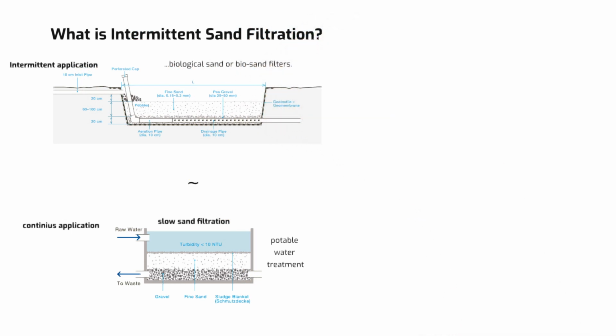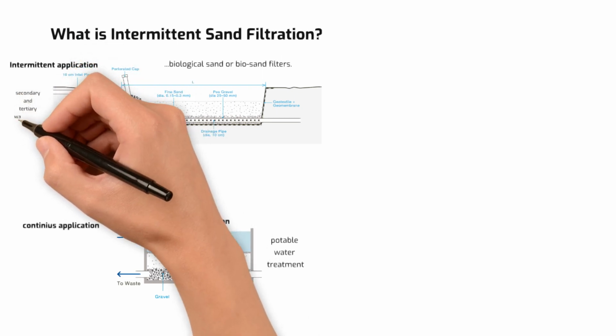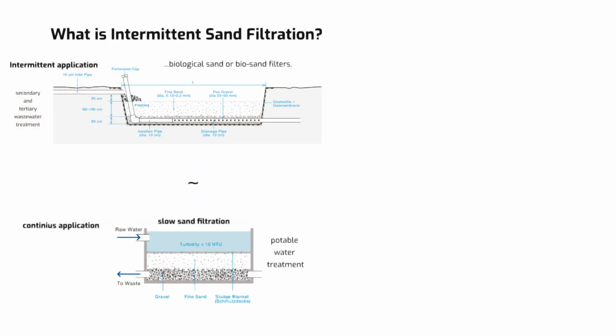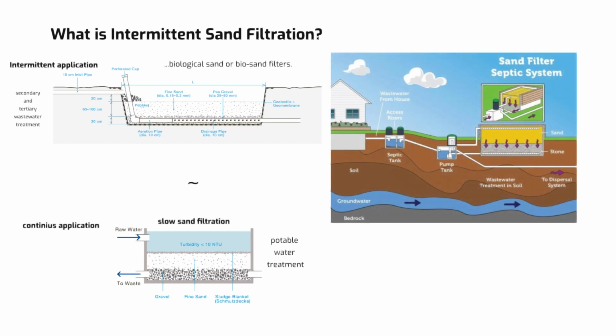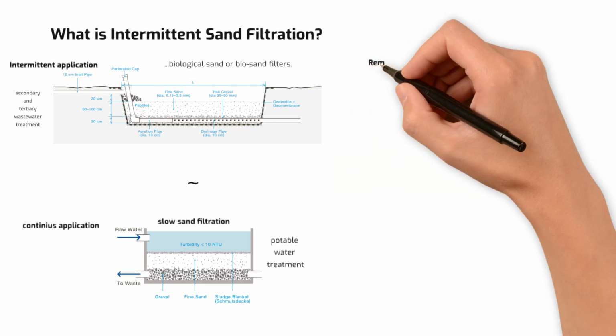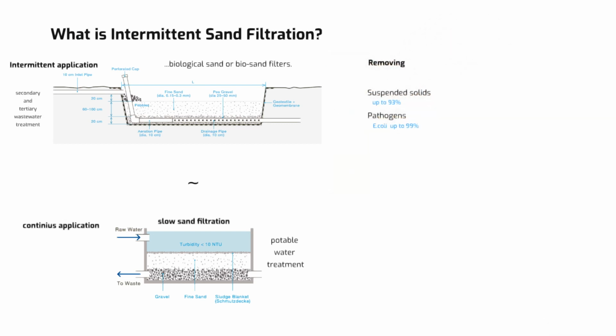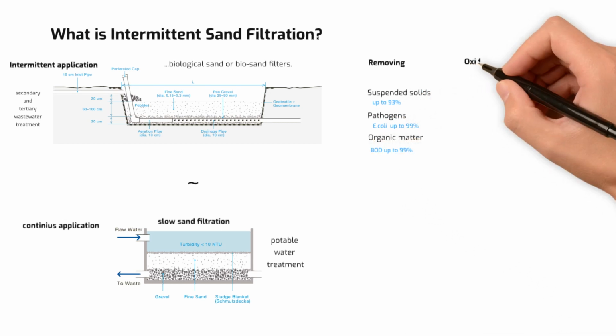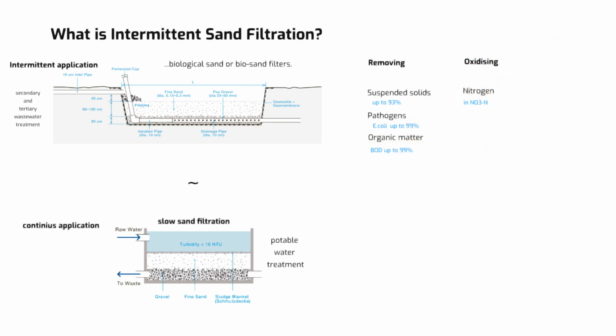Intermittent sand filter is widely used as secondary and tertiary wastewater treatment technology. It can be applied on-site to treat septic tank effluent, effectively removing suspended solids, pathogens, organic matter, and oxidizing nitrogen. Furthermore, ISF is employed for polishing effluents, making them suitable for irrigation or safe disposal in environmentally sensitive areas.